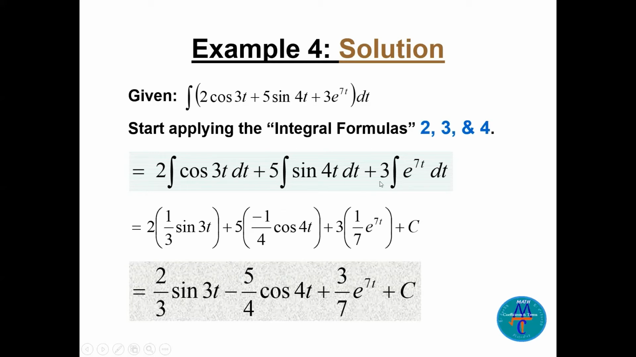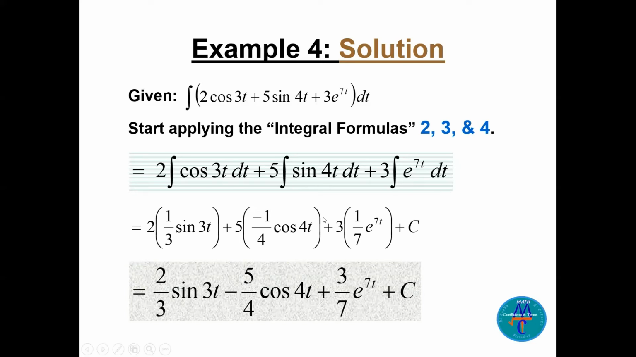So we can use also the properties. See? So we have cosine of 3t dt. It will be, this is the constant 2, 1 over 3. So this is k. This is the coefficient of the t, which is 1 over 3, sine of 3t plus this 5. Integral of sine 4t will be minus 1 over 4 cosine of 4t plus 3 e to the power 7t. So this is k again. 1 over 7 e to the power 7t plus 1 capital C for the constant of integration.